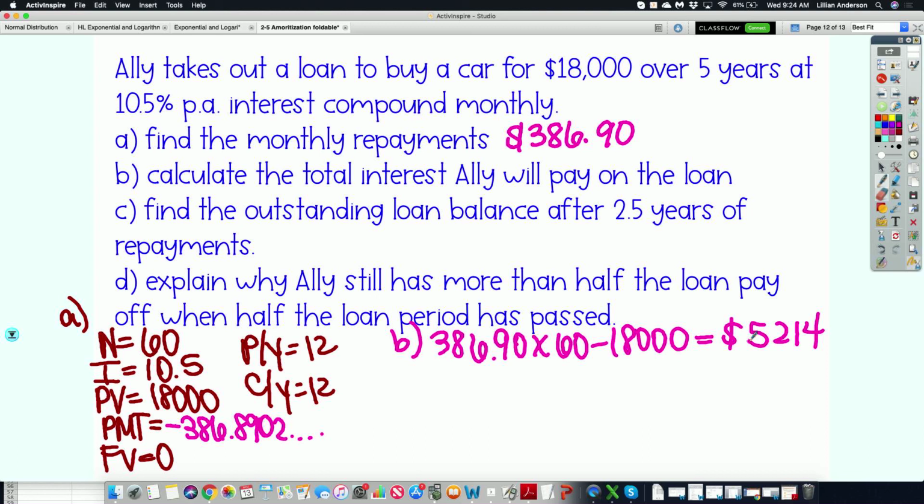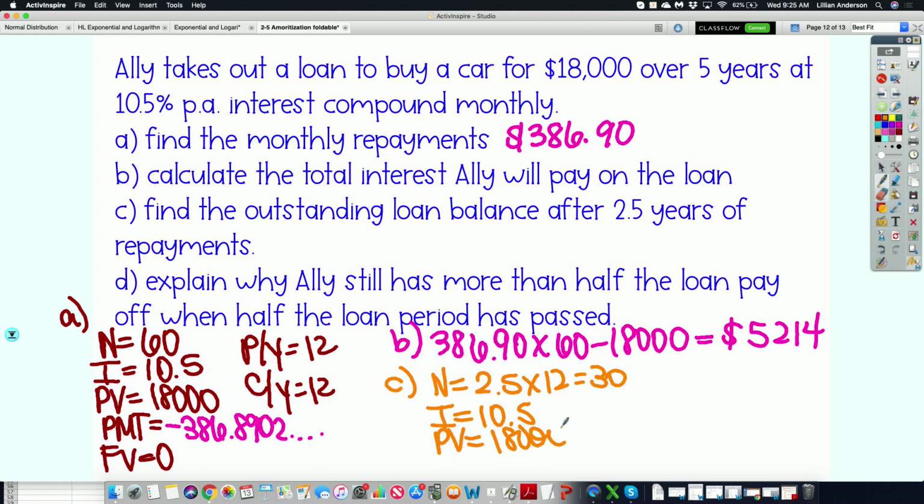So we have to go through this process again, but this time for N, what are we going to put? 30. How'd you get 30? Because it's 2.5 years times 12. Very good, 2.5 times 12, which is 30. I is still 10.5, and PV is still 18,000. But am I putting anything in for PMT? Yes, negative 386. You're putting in the payments because we know what they are, and it goes in as a negative number. FV is what we're finding. Then P/Y and C/Y are still 12.